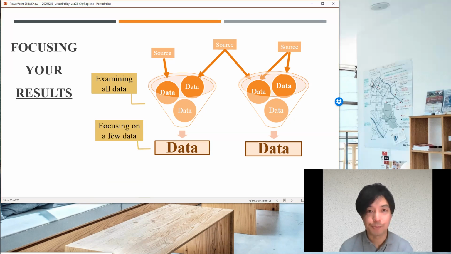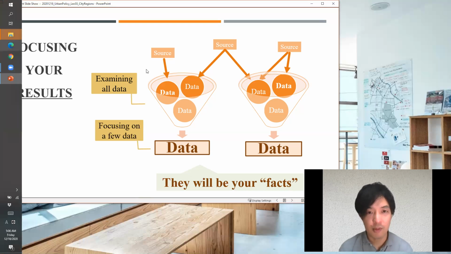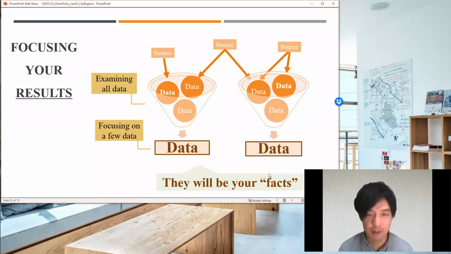So you can use only two data, basically. Your results will be this. So they will be your facts. And these facts you should write in your results part. Okay. All right. This advice will help you if you are facing difficulties. Okay, you should focus on one or two data.